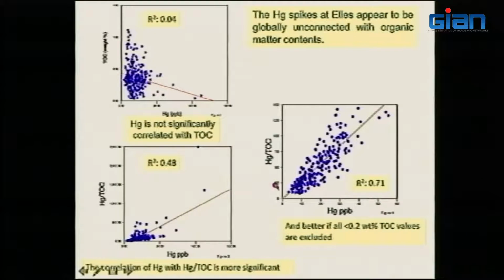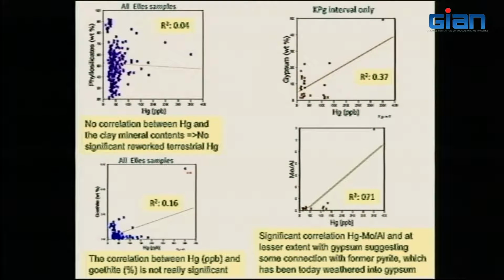And here, if you take away all the TOC values which are too weak, generally there is a good correlation. It means that even if you normalize the mercury, you will get the peaks, okay? Meaning that they are real values. All the samples in that section do not correlate with the clay minerals, so there is no significant reworked terrestrial mercury. Sometimes the correlation is better with goethite, especially close to the KT boundary, where I told you that some gypsum and goethite were present, which are related to late diagenetic overprint.